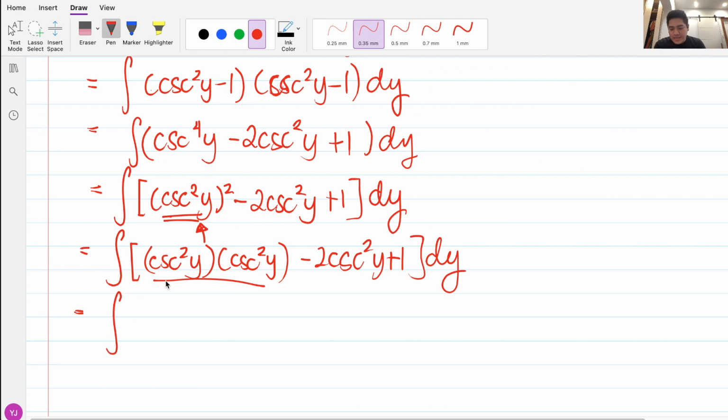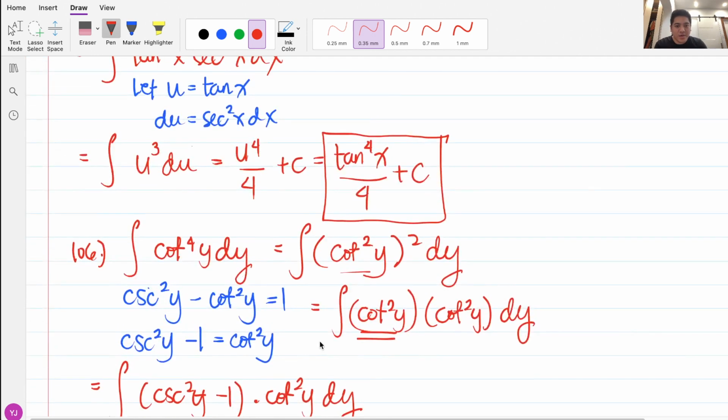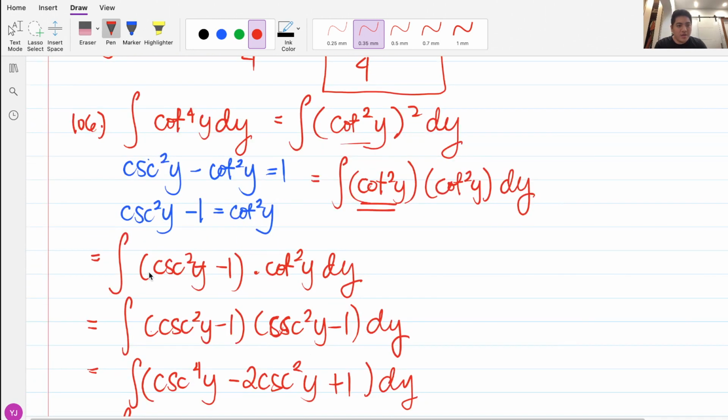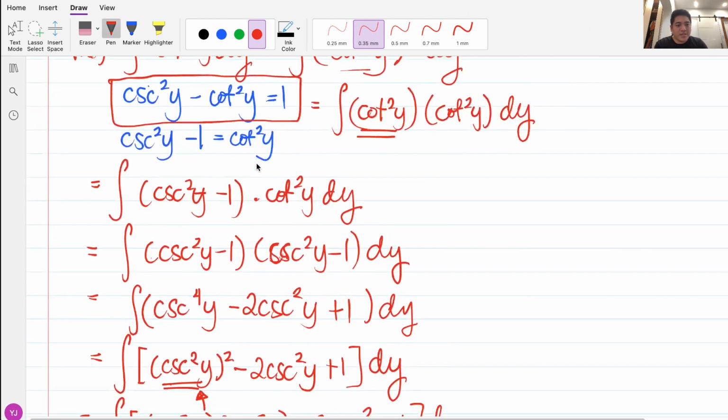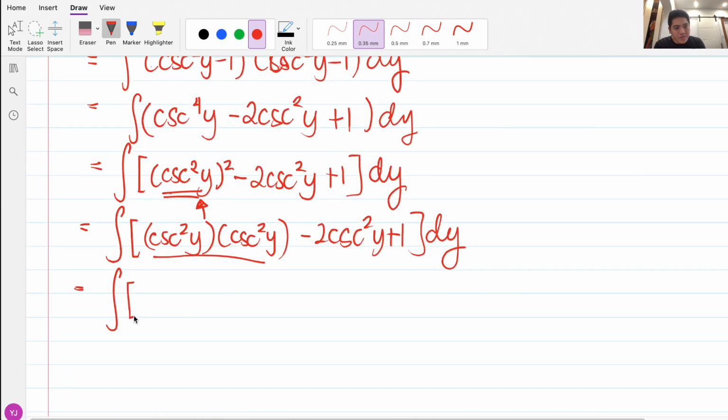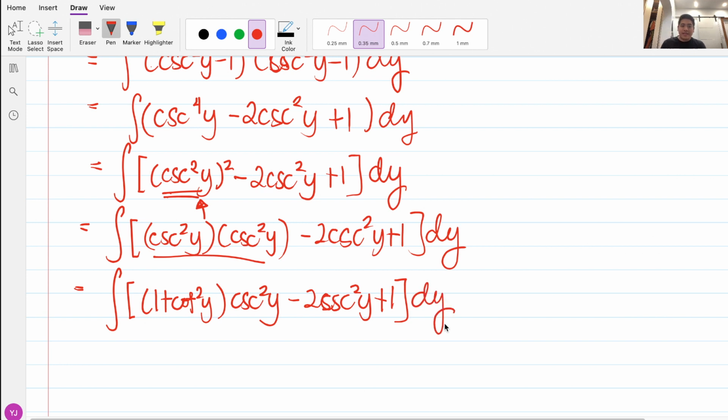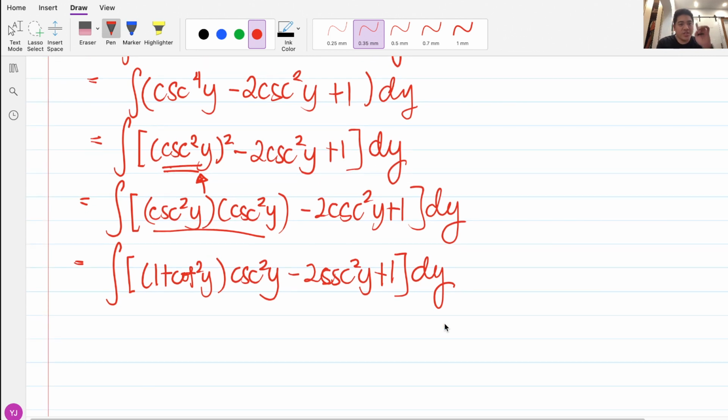So by our identity. And what's our identity? Cosecant squared. Okay, we have cosecant squared here. I'm going to isolate cosecant squared here. So I'll be having 1 plus cotangent squared y. So I'm going to substitute it, 1 plus cotangent squared y. And then you have cosecant squared y minus 2 cosecant squared y plus 1. Okay? You see what I'm saying here? It becomes easier to solve, because we have different trigonometric identities instead of just cosecant squared.